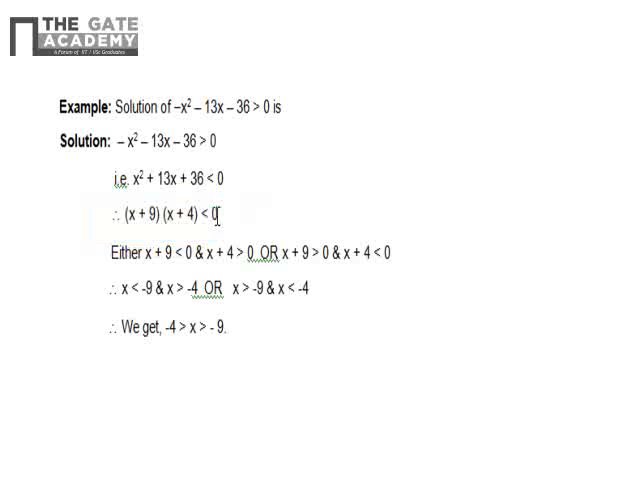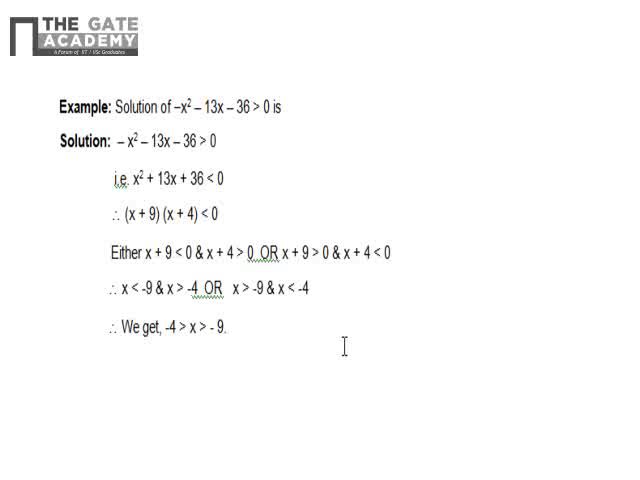Now we know that for these two numbers, the multiplication of these two numbers is less than 0. That means to get a negative value, one value should be negative and one value should be positive. So we can have two combinations over here. This is negative, this is positive, or this is positive, this is negative. So on solving, we'll get a solution like x is less than minus 9 or x is greater than 4, or x is greater than minus 9 or x is less than minus 4.